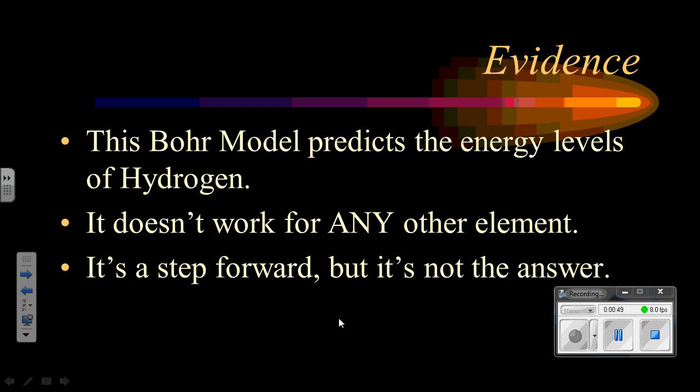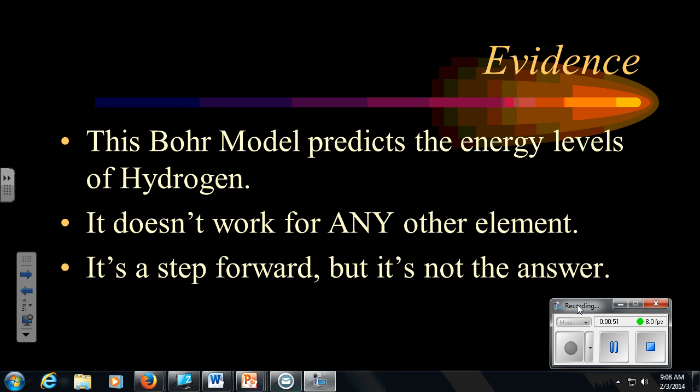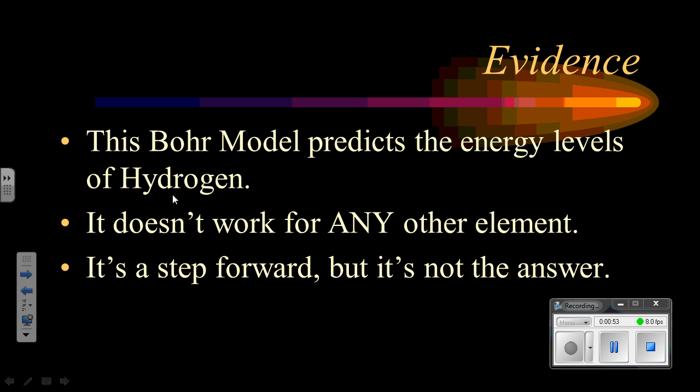All right, so here's the great thing about the Bohr model. It works perfectly for hydrogen. However, it doesn't work for anything else. So it was great for what it did, but it doesn't work for any other element except hydrogen. So it's not the answer to what atoms are like. So let's look at some different evidence.